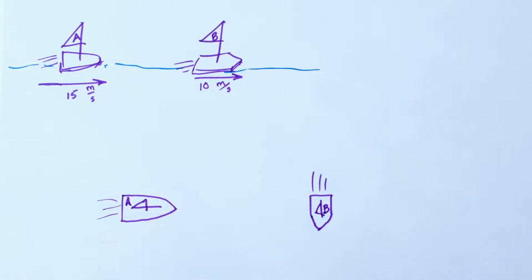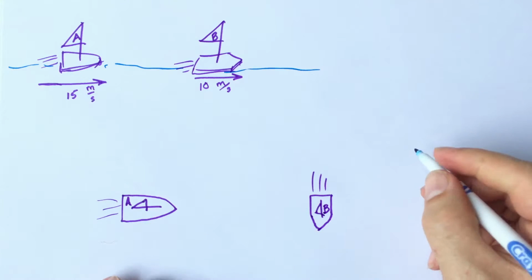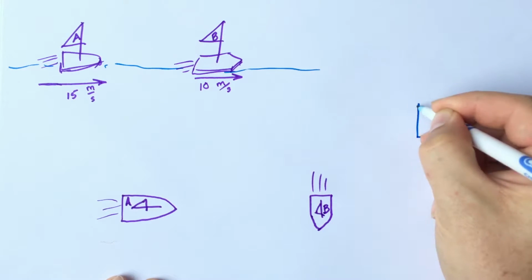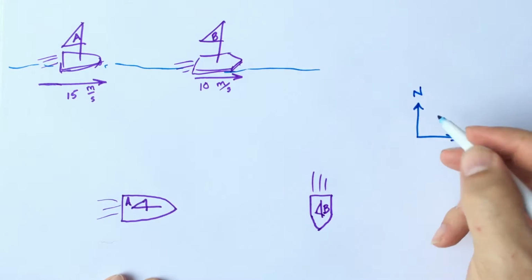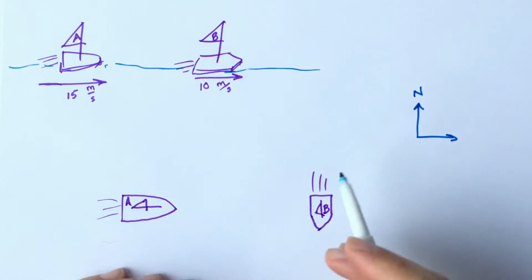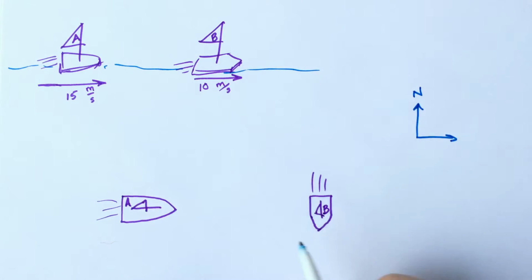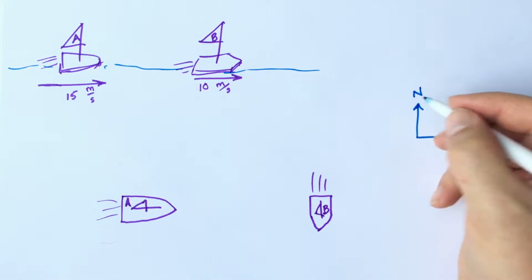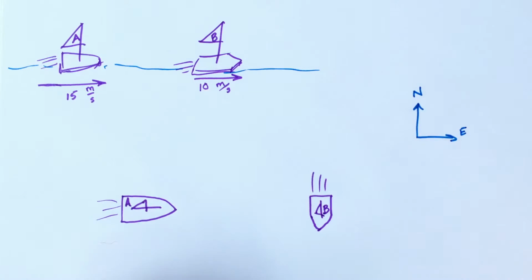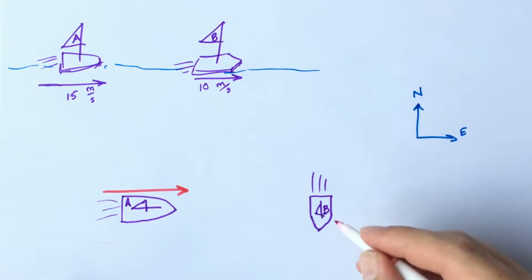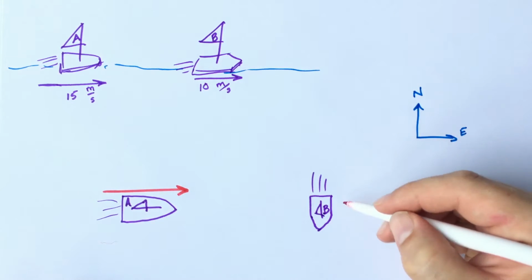And we'll put up some directions here that might be useful. So I'll call this direction like on a map. So no longer are we looking from the side like this. Now we're going to look straight from above, and I'm going to say that this direction is north and this direction is east, and that sailboat A is headed east and sailboat B is headed south.